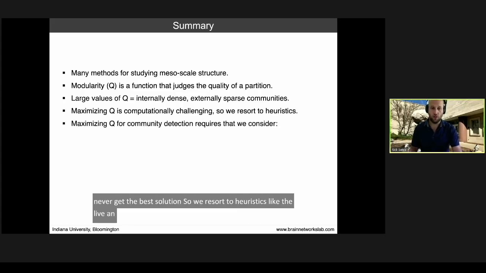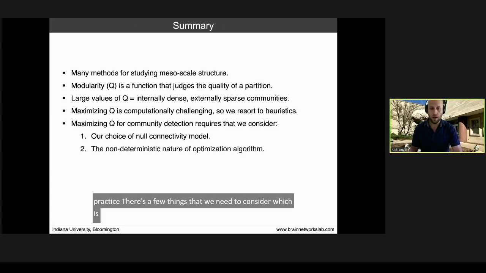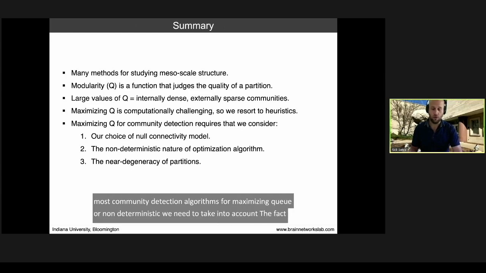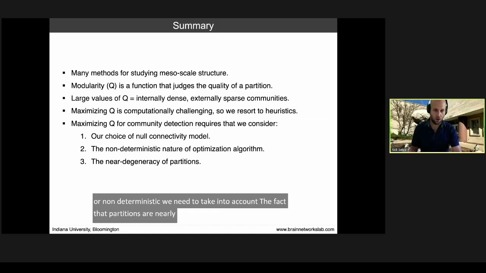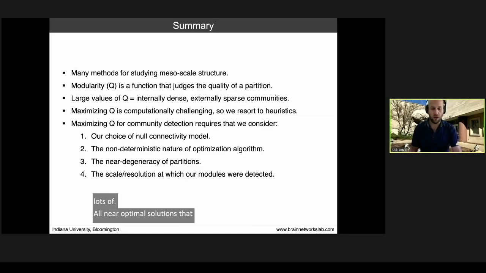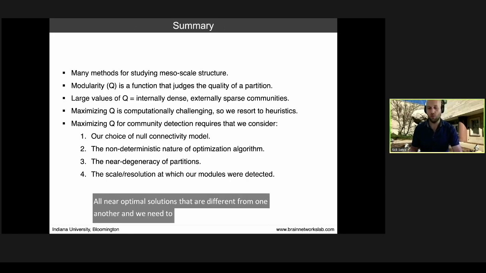And if we want to actually do this in practice, there are a few things that we need to consider, which include our choice of null model, and the fact that most community detection algorithms for maximizing Q are non-deterministic. We need to take into account the fact that partitions are nearly degenerate. There are lots of near-optimal solutions that are different from one another. And we need to take into account the scale or resolution at which we detect our modules.